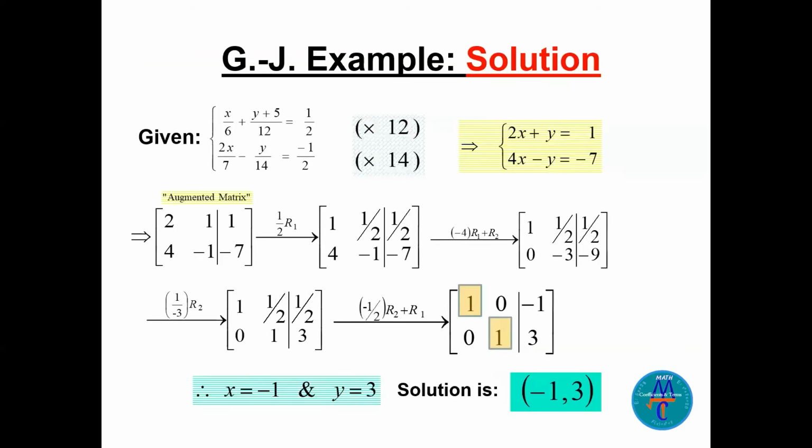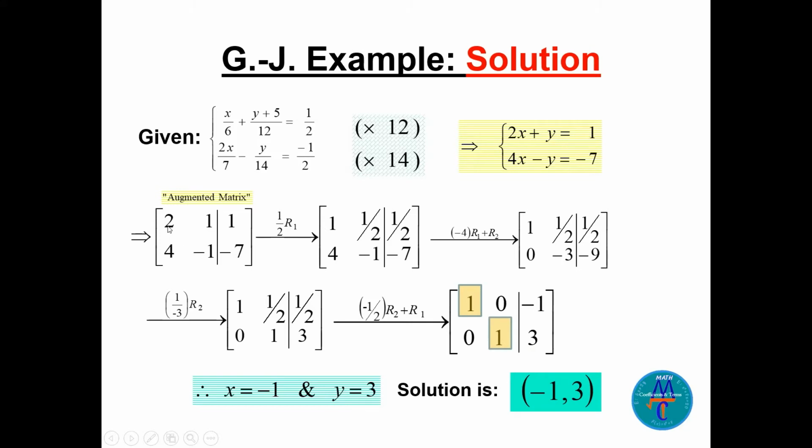We have to rearrange it. So the LCD here, 6, 12, and 2 is 12. So you multiply by 12, the first equation on both sides. Second one, 7, 14, and 2, the LCD is 14. Multiply on both sides by 14, you will get this equation. Now you can write the augmented matrix: 2, 4, 1, minus 1, 1 and minus 7.